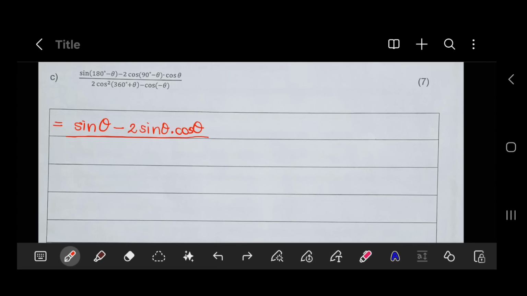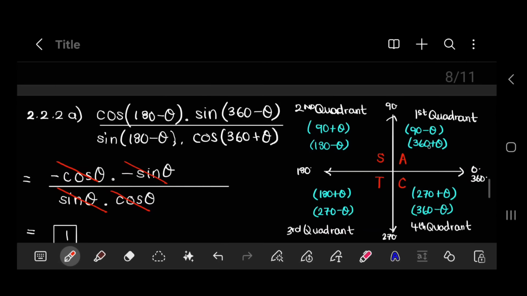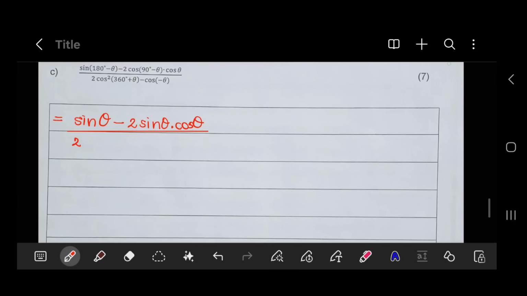Let's have a look at the denominator. We've got a 2, and then we have cos squared of 360 plus theta. Now, 360 plus is in the first quadrant where all trig ratios are positive. So that is going to be cos squared theta. The square tells you that whatever you get, you're going to square it.